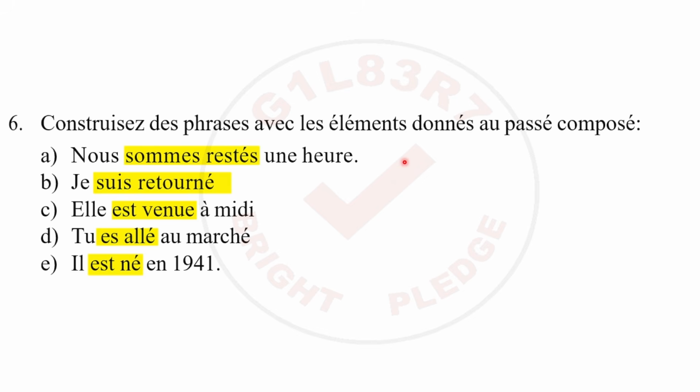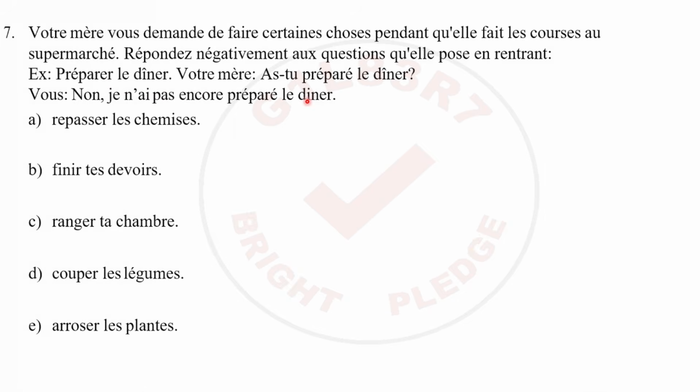So let's move on to the next one. So the next exercise is, it says your mother is asking you to do certain things while she's shopping at the supermarket, and they want you to answer negatively to the questions that she's asking when she returns home. So they've given you an example here to prepare the dinner. All right. And then so your mother is asking, did you prepare the dinner? And you are going to reply and say, no, I did not prepare the dinner yet. So let's look at the answer. So you are going to follow this example and write the answer.